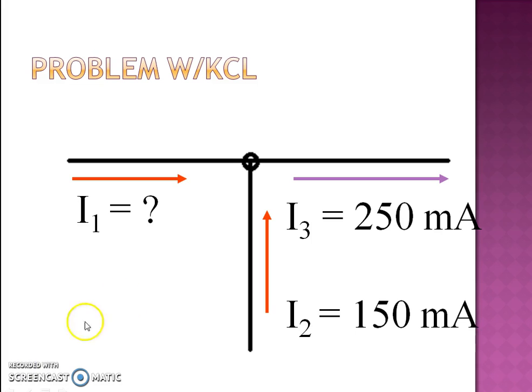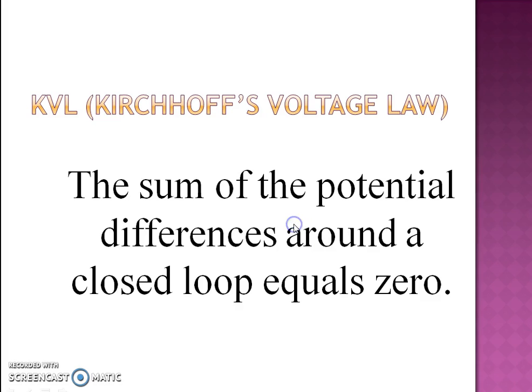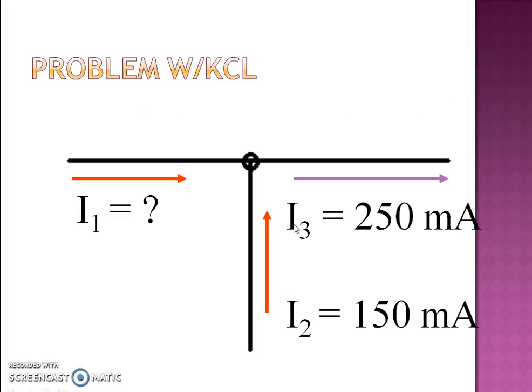Nextly, we'll see another example here. If the currents entering at this particular node or junction are I1, I2 and I3, then I1 plus I2 is equal to I3. We don't know about I1, but we know about I2 and I3. I1 plus I2 is equal to I3.